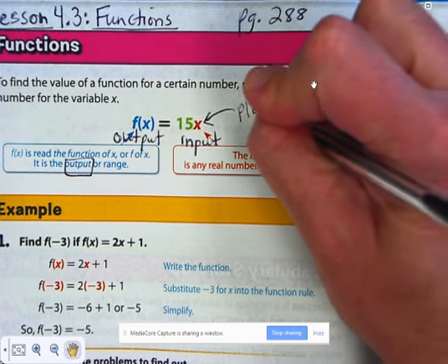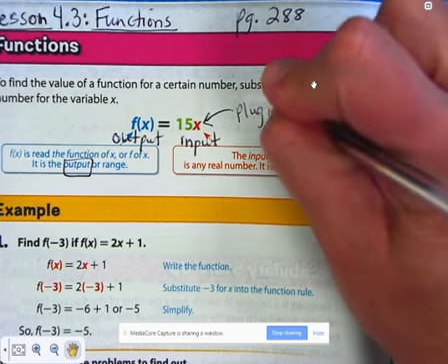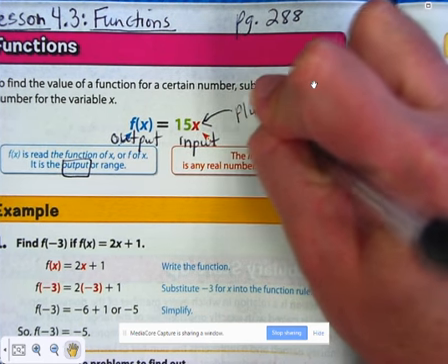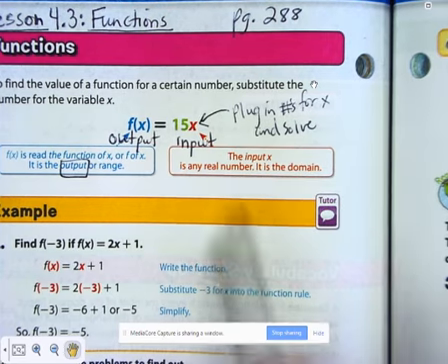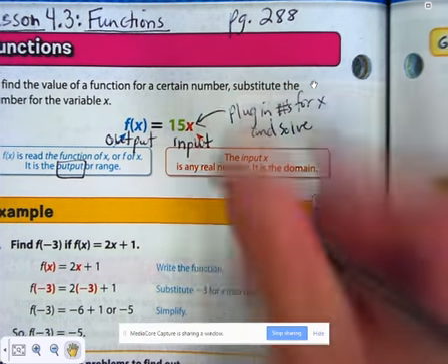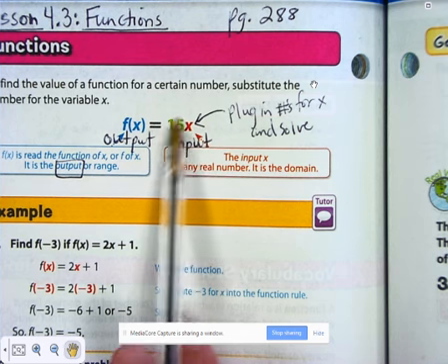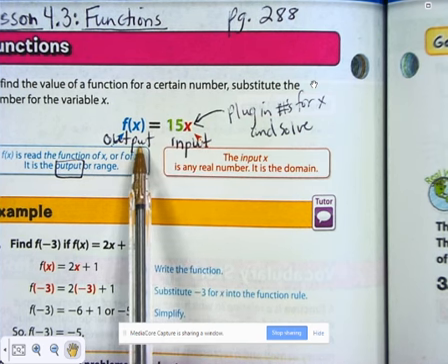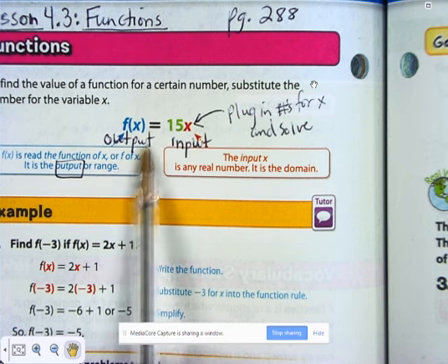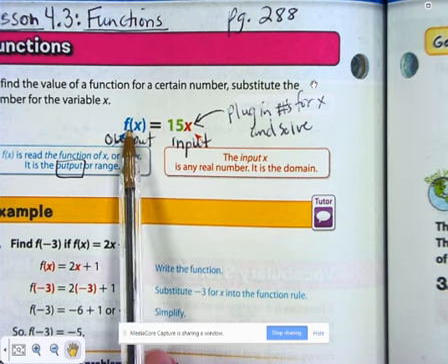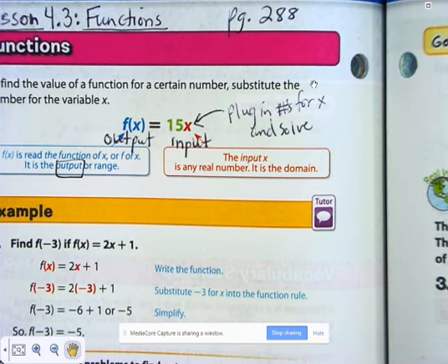So we're going to write that in so we don't forget: plug in numbers for x and solve. Basically, you're inputting numbers for x, then you're solving this side, and your y, or your answer, is called your output. You input numbers here and you get an output of answers over here.